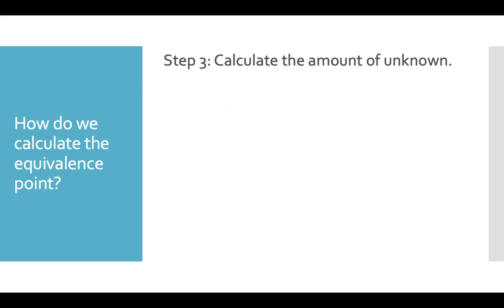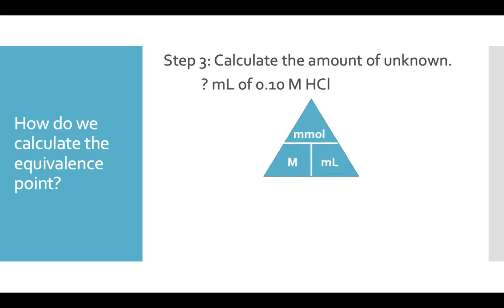Then we have to use that information to calculate the volume of unknown necessary. Remember, we're looking for an amount in milliliters. We know the molarity of the solution is 0.10. Again, we're going to use this triangle to figure out how to set up our calculation. If we're looking to solve for milliliters, then what we need to do is take the amount in millimoles and divide it by the molarity that was provided.